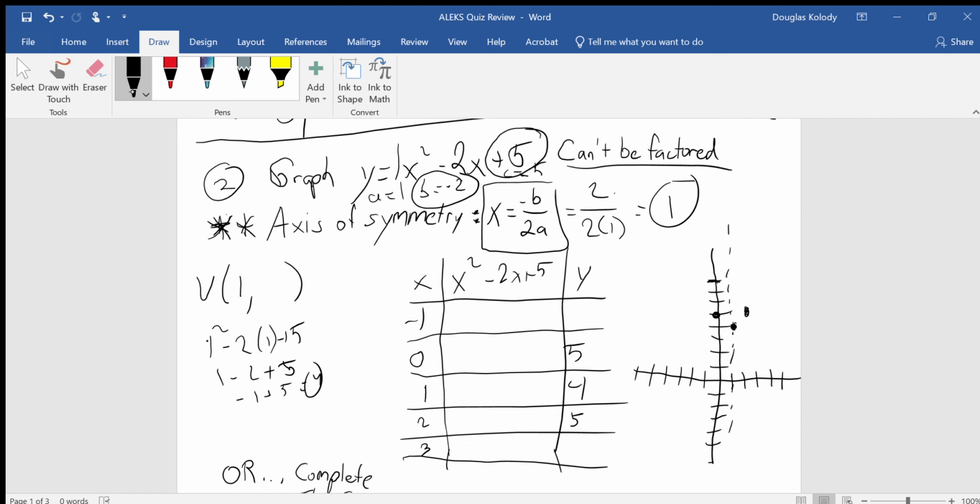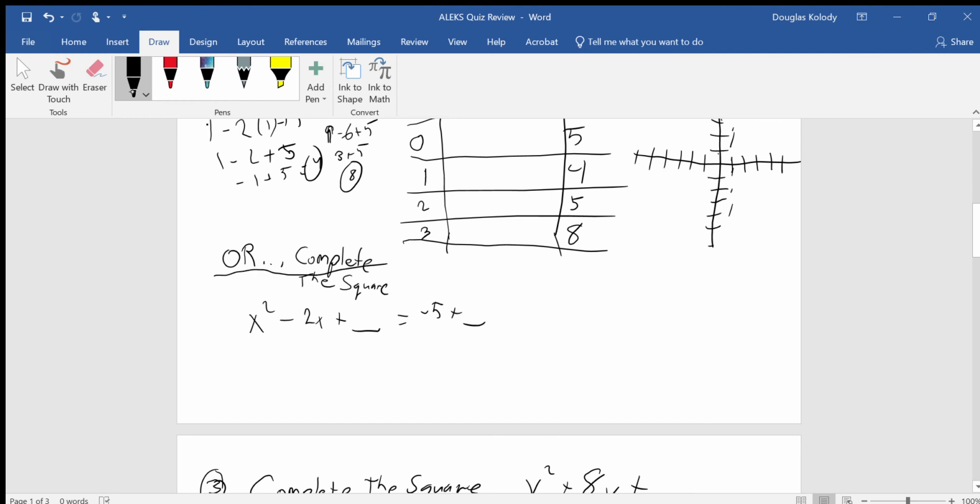I'll plug in 3. So 3 squared minus 2 times 3 plus 5. 3 squared is 9. Minus 2 times 3 is minus 6, and then plus 5. 9 minus 6 is 3, and 3 plus 5 is 8. So I get 3 comma 8. I should also get negative 1 comma 8. All right, so 3 comma, let's see, 1, 2, 3, 4, 5, 6, 7, 8. 3 comma 8 and negative 1 comma 8. And I've plotted my 4 extra points. That is another way you could have solved that problem.